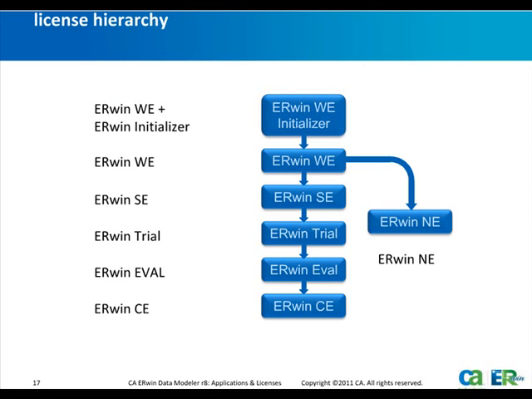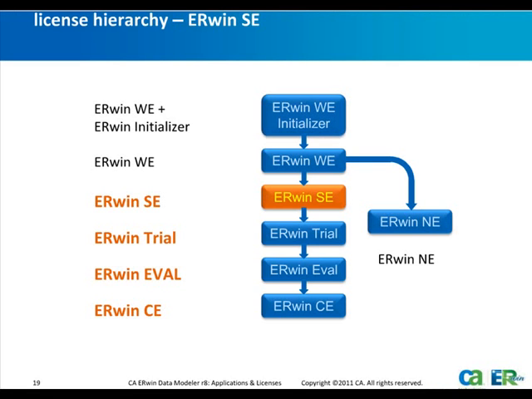It's important to note that except for Navigator, licenses are hierarchical. So if a workstation has multiple licenses, the higher level license will take precedence. For example, if a machine is licensed for Erwin CE and also licensed for the Erwin EVAL, when Erwin Data Modeler is invoked, it would open as the Erwin evaluation. However, if the Erwin EVAL license were to expire, the application would revert to Erwin CE.